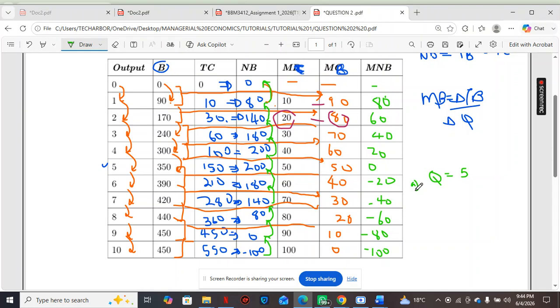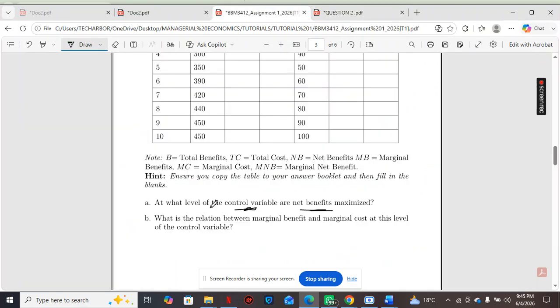Okay, because that's the highest net benefit. We have 200 here, so that's where it's maximized. Okay, what is the relation between marginal benefit and marginal cost at this level of control variable?